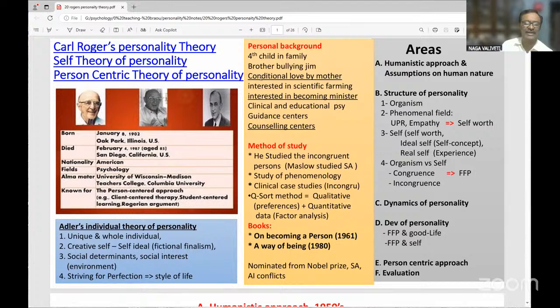This is what created an impression in him. Both mother and brother made him think about unconditional love and unconditional regard. He says conditional regard, "if you do that, only then I will love you," is not good in any relationship. There should be unconditional love and regard. This is what he emphasizes in his entire theory.